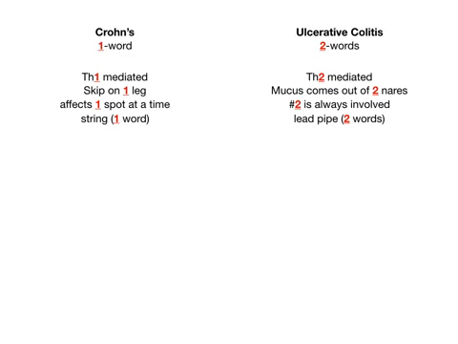In ulcerative colitis, number 2 is always involved. So when you poop, you take a number 2. So the rectum is always involved. And lead pipe is 2 words. So when we talk about the x-ray findings, string versus lead pipe. String is 1 word, string sign for Crohn's. Lead pipe is 2 words, 2 words for ulcerative colitis.